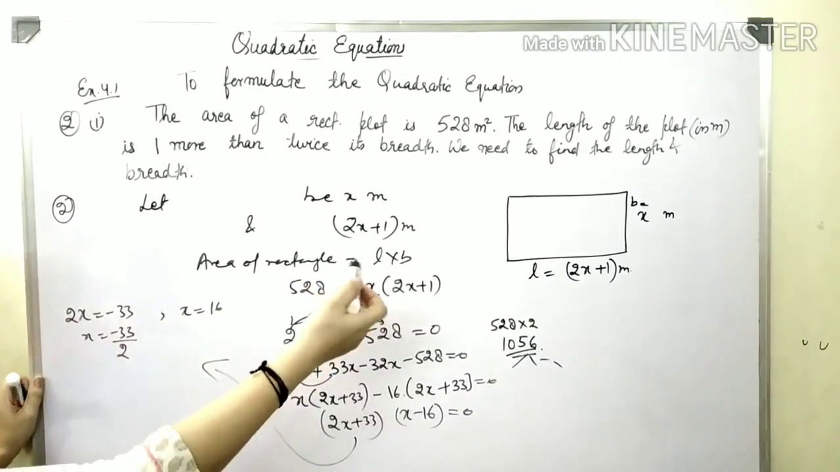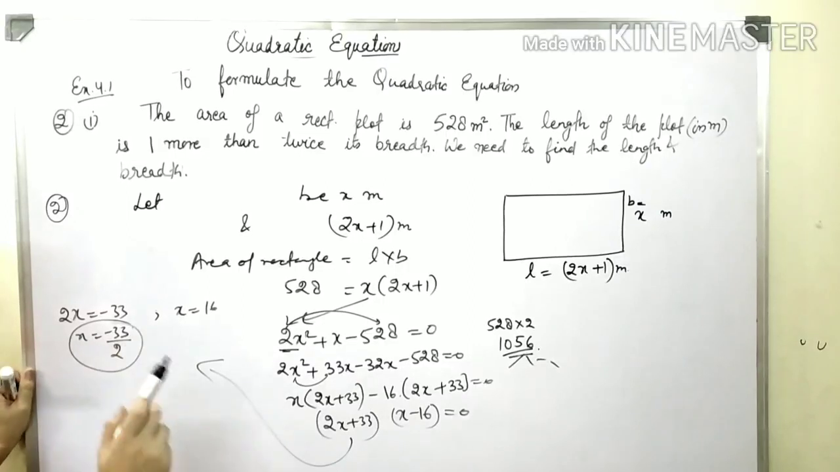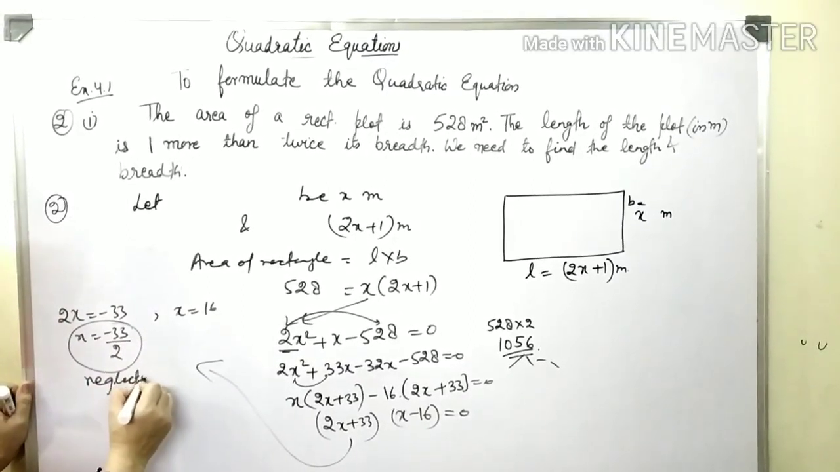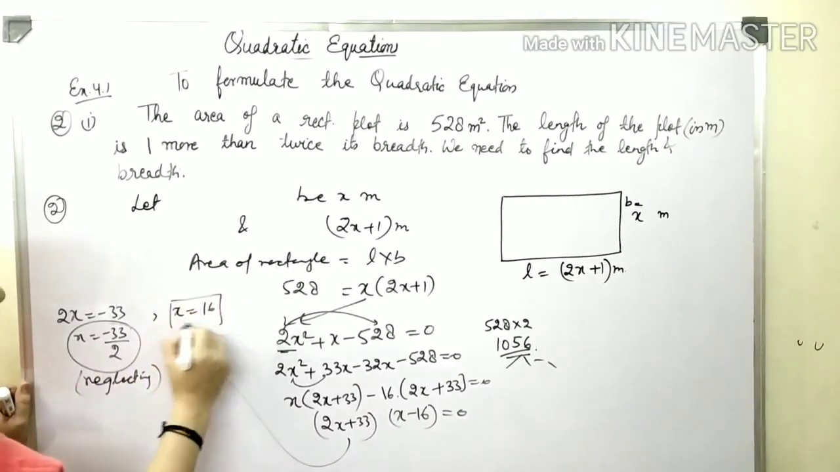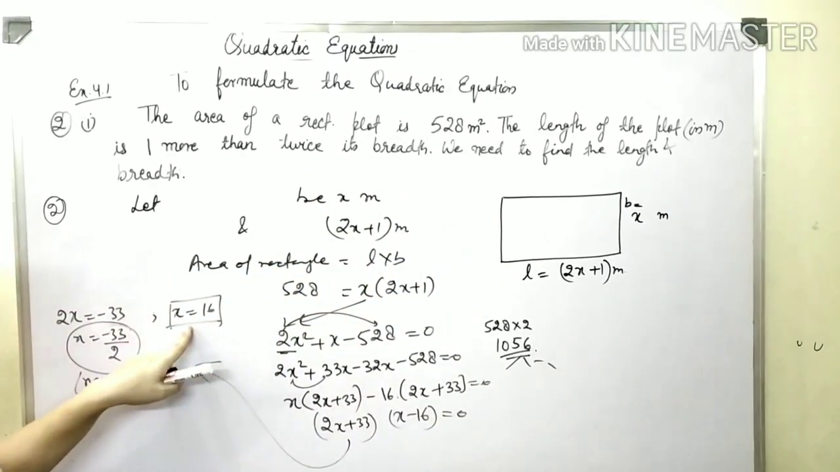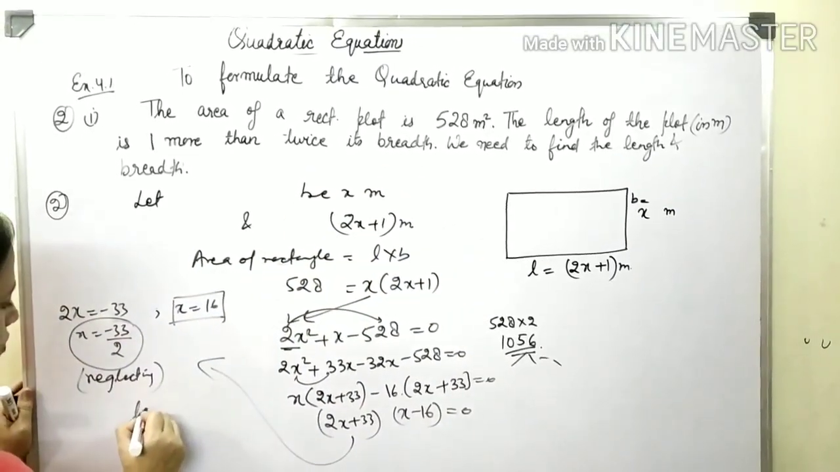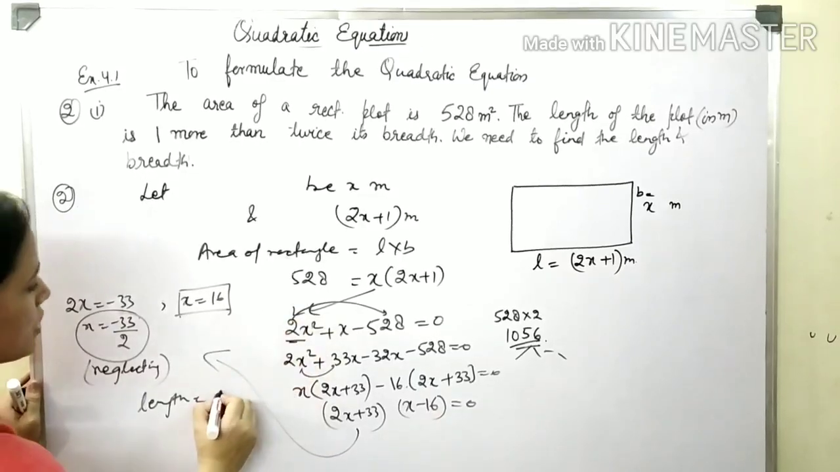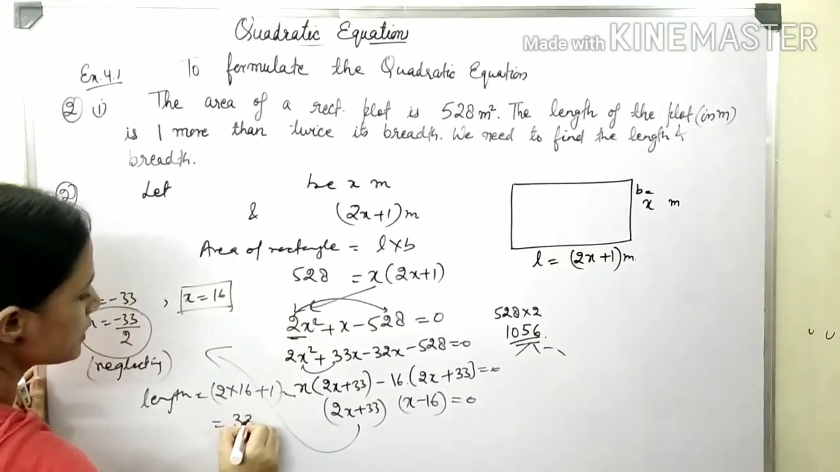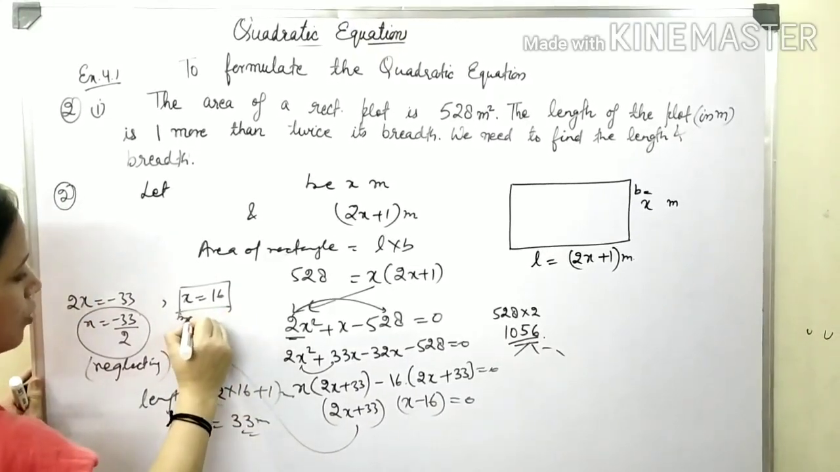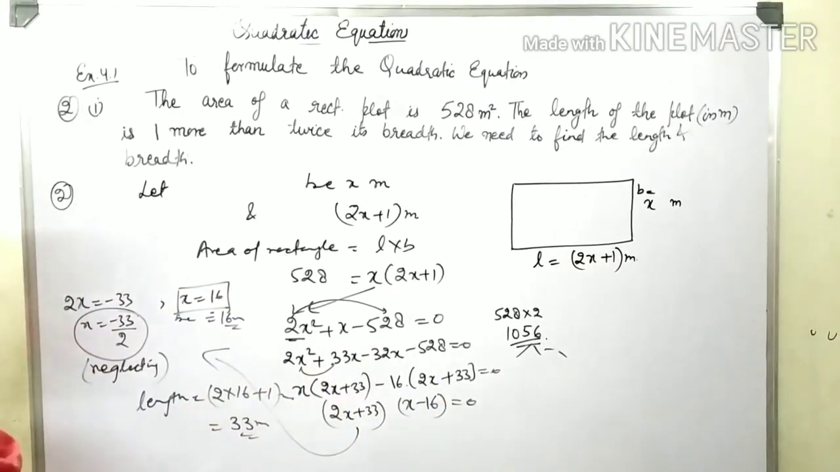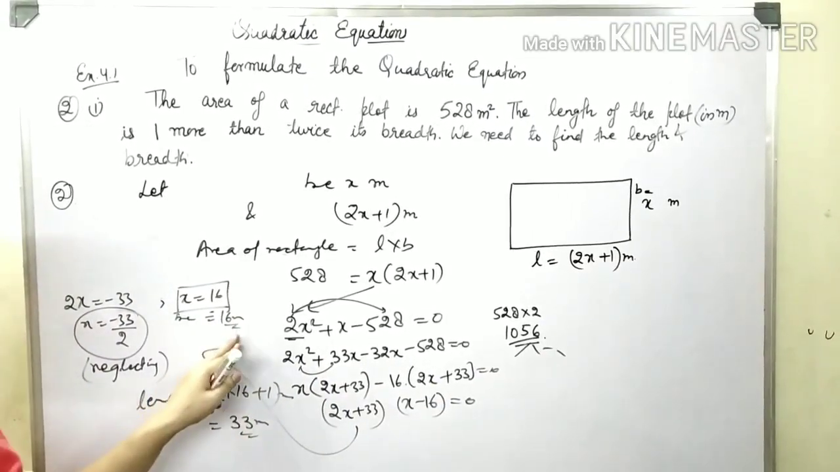So can the value be negative, means the measurement be negative? So we will neglect this value and we will keep this value as the breadth of the rectangular plot. So this is the breadth. So finally length will be 2 into 16 plus 1 meters, that is 33 meters, and breadth we got as 16 meters. So in the last you will be writing, therefore the length of the rectangular plot is 33 meters and the breadth is 16 meters.